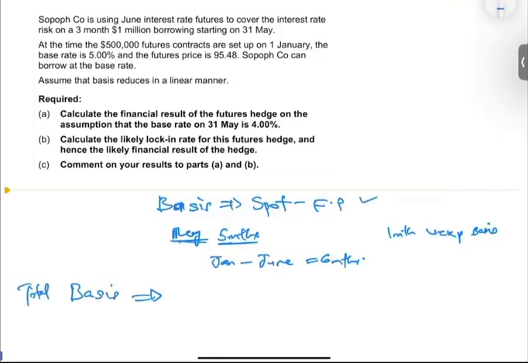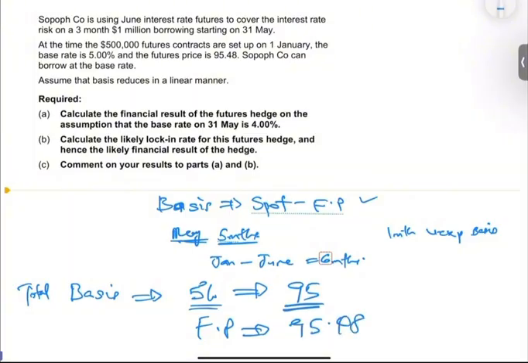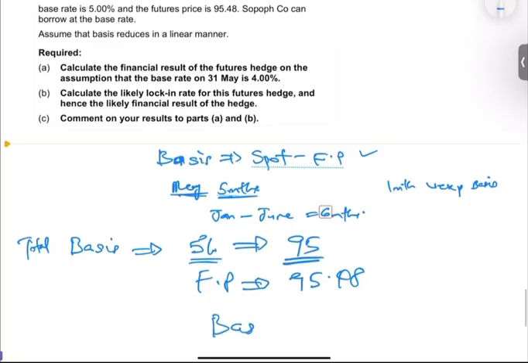Spot currently, this transaction is happening on 1st of January and the base rate has been given to us as 5%. What's the future price? First of all, what's the spot? Spot is 95 straight away. If it's 5%, 5% means 95, right? The future price was also given as what? 95.48. So what's our basis? 48 basis points. 0.48.